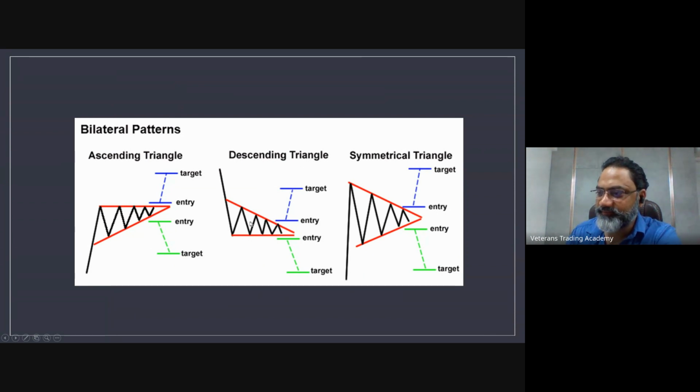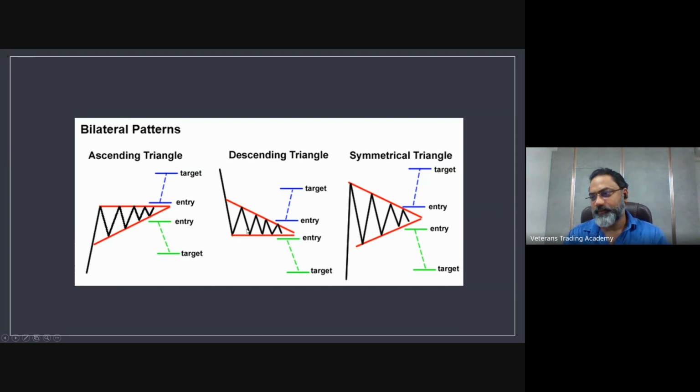Ascending and descending triangles still give you some indication. The ascending triangle is one of my favorite patterns because it's an uptrend. Trend has been up, and now it is making the same top and higher bottoms. So it further says, okay, there's hardly any supply. Every time there's selling, people are ready to buy. The chances are very high that it will break out.